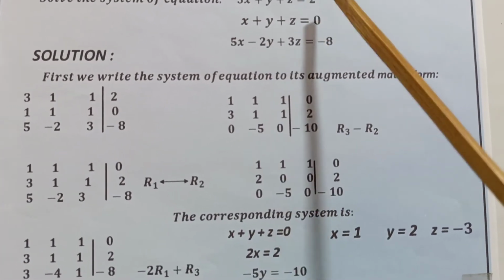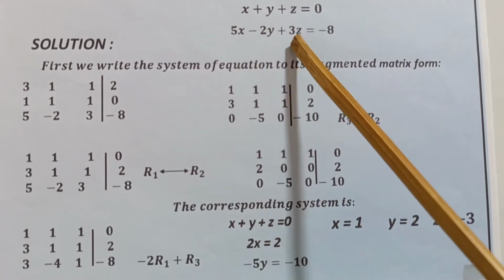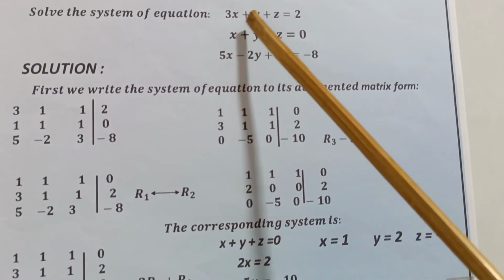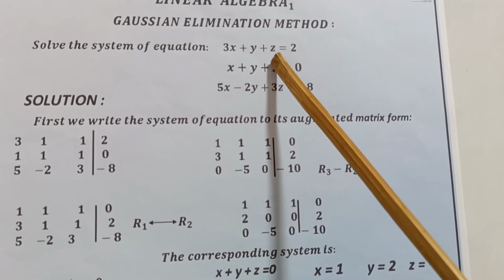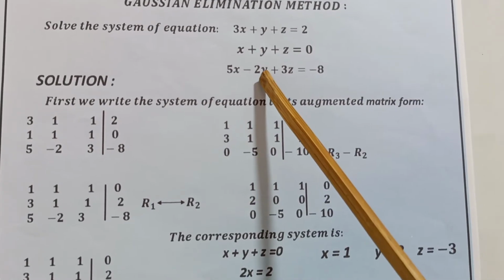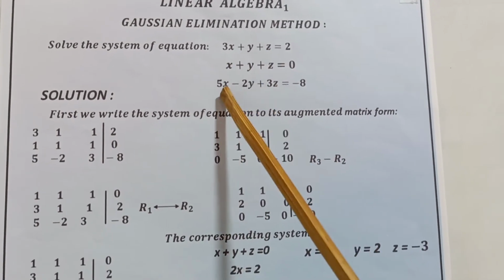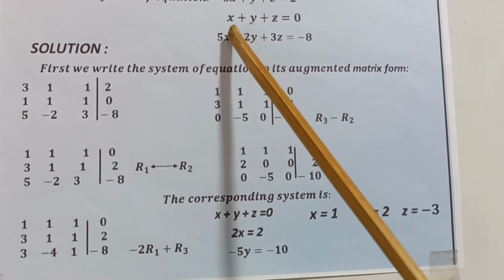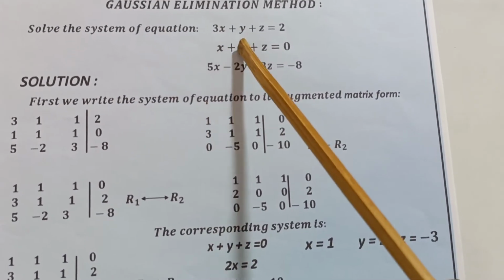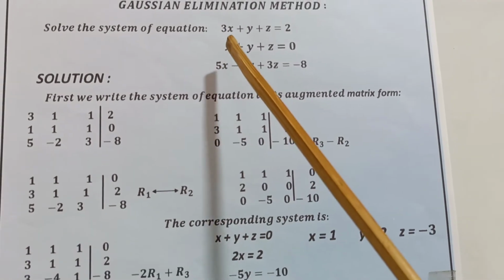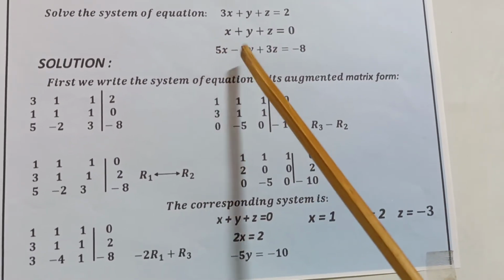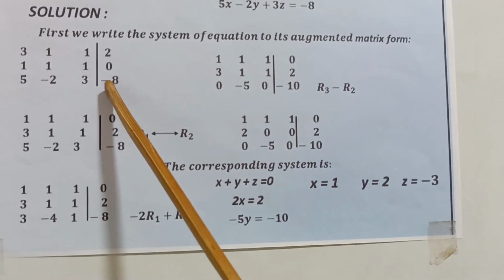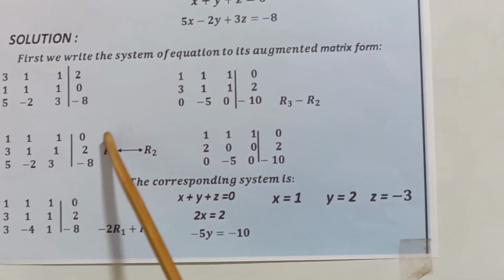First, we are going to rewrite the system of equations in its augmented matrix form. In doing that, we just copy all the numerical coefficients of each equation. So we will have this augmented matrix form of the system of equations. The first row is 3, 1, 1, and 2. The second is 1, 1, 1, and 0. The third is 5, negative 2, 3, and negative 8. So this now will be our augmented matrix form of the system of equations.